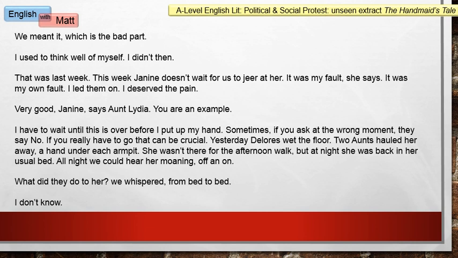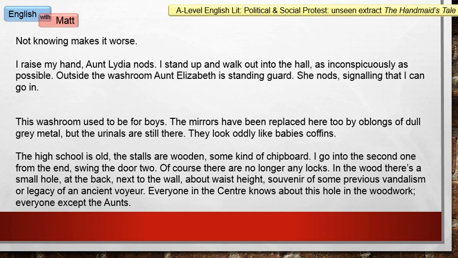Sometimes, if you ask at the wrong moment, they say no. If you really have to go, that can be crucial. Yesterday Dolores swept the floor. 2 aunts hauled her away, a hand under each armpit. She wasn't there for the afternoon walk, but at night she was back in her usual bed. All night we could hear her moaning, off and on. What did they do to her, we whispered, from bed to bed. I don't know. Not knowing makes it worse.